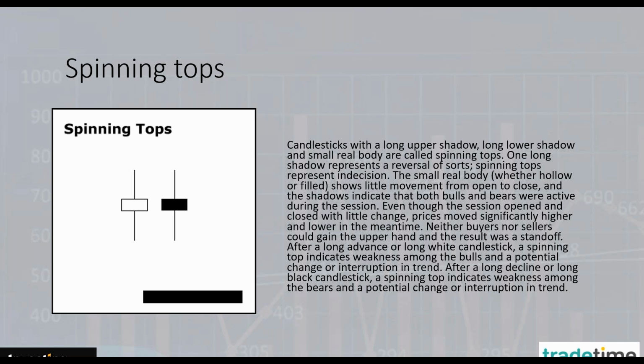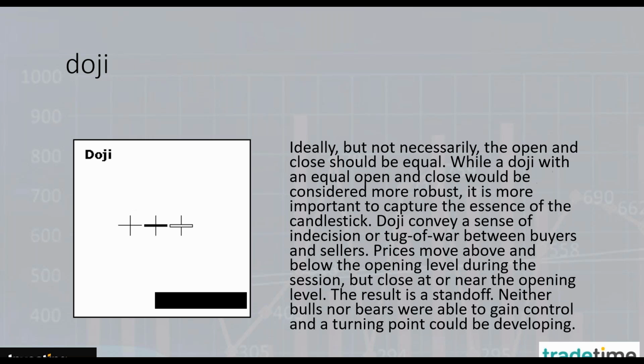After a long advance, or a long previous white candle or green candle, a spinning top indicates weakness among the bulls and a potential change or interruption in a trend. After a long decline or long black candle, a spinning top indicates weakness in the bears. So when a spinning top appears in an uptrend or a downtrend, especially a strong trending market after a very positive candle, it's telling you that there is weakness developing in the marketplace. Then we have one of the most popular, and this is called a Doji.